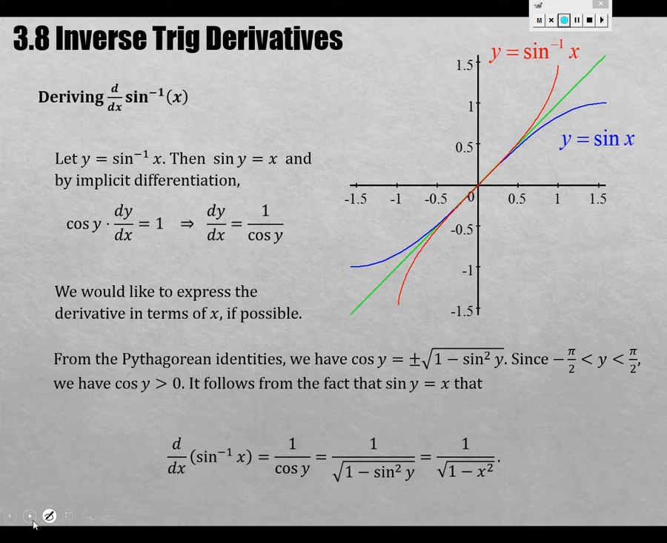Here's a little picture. Remember, sine inverse of x, that means an angle that has a sine of x. I think I can draw myself an angle that has a sine of x. Right? Doesn't that angle have a sine of x? What's the cosine of the angle that has a sine of x?